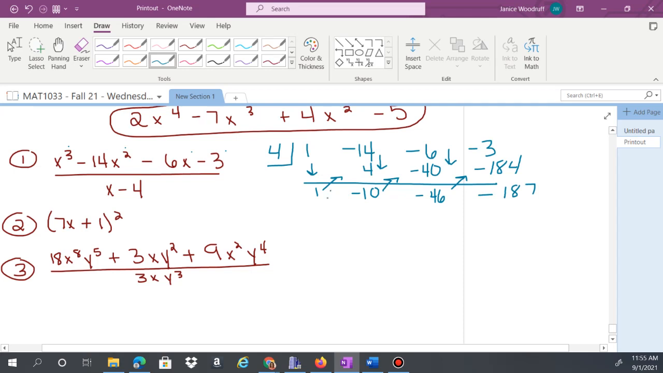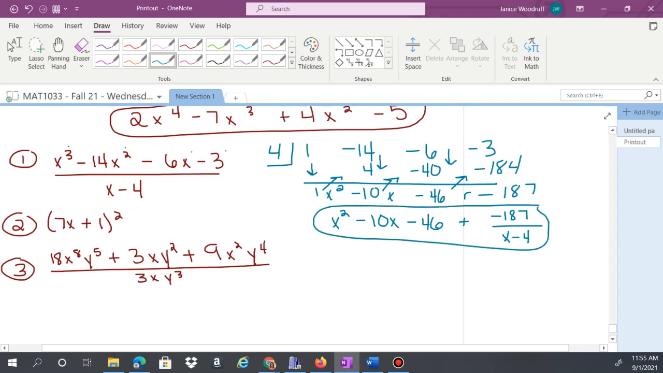All right, then this 1 is what degree? Squared, yes. So that's x squared. That's x. This is your constant, and then this is your remainder. So if I'm typing this in, I'm going to type in just x squared minus 10x minus 46 plus negative 187 over my denominator x minus 4. Any questions on that one?